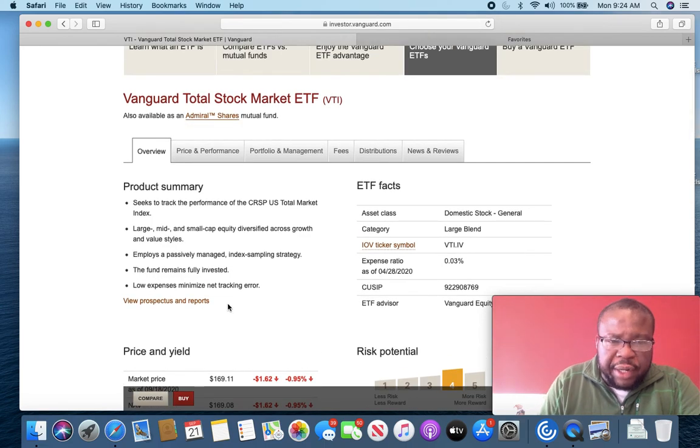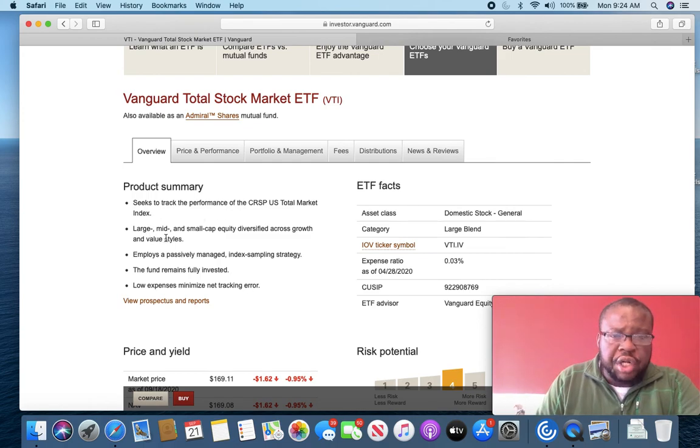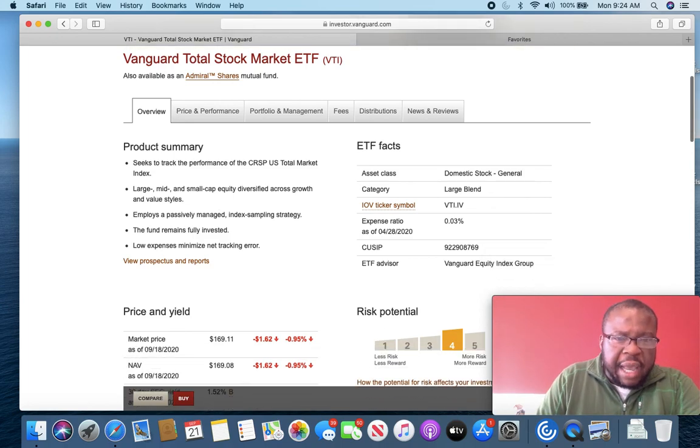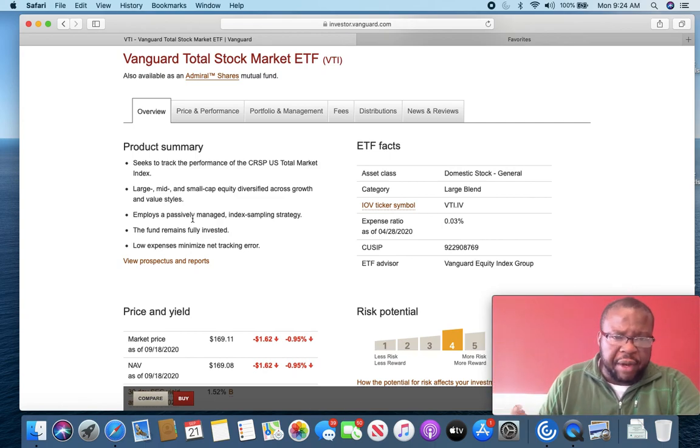You see here, it seeks to track the performance of the CRSP US Total Stock Market Index. That's the index of all of the investable equities in the United States, all companies, the 500 biggest, the medium, the small, all of them. And that's what it says here, large, mid, and small cap equity diversified across growth and value styles. Employs a passively managed index sampling strategy. When we see passively managed, that means it is following an index. It's not actively managed. Passively managed compared to actively managed, it's cheaper, it's better.